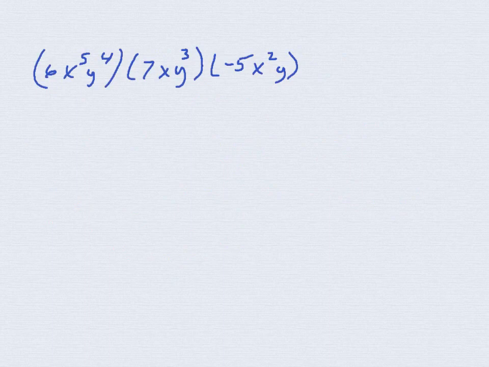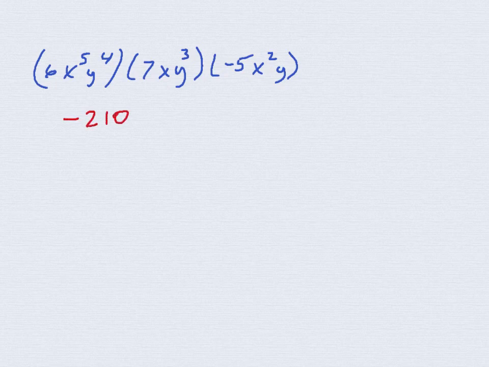Now, the next question is one that requires us to multiply. I want you to recognize there's a monomial in the first bracket because there's no plus or minus signs separating your letters. There's a monomial in the second bracket and a monomial in the third bracket. Your answer then is going to be the product of all these numbers applying the laws of exponents. So 6 times 7 times 5. 6 times 7 is 42, and 42 times a negative 5, negative 210.